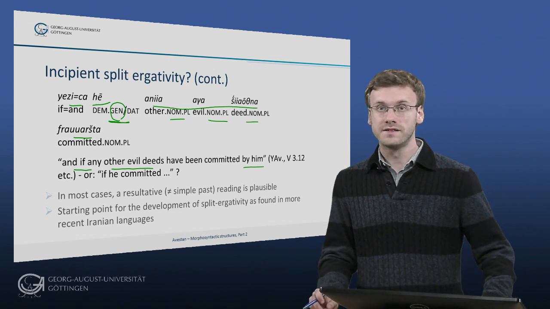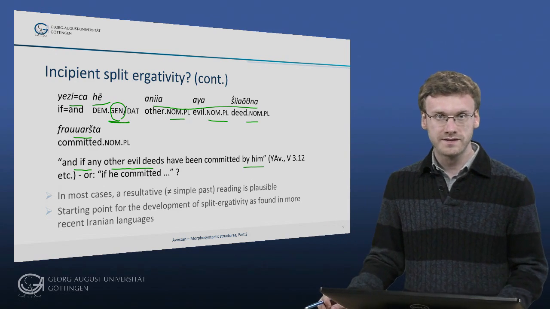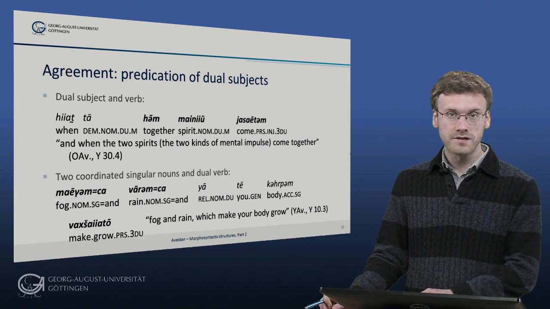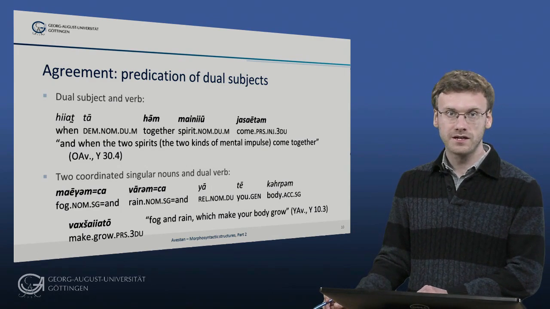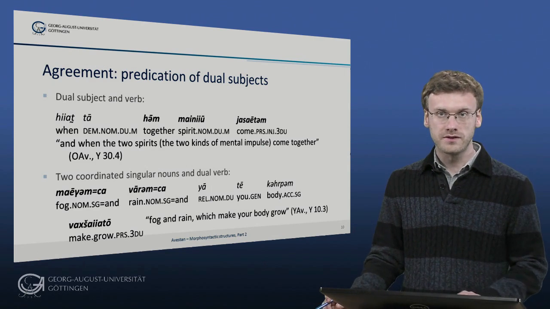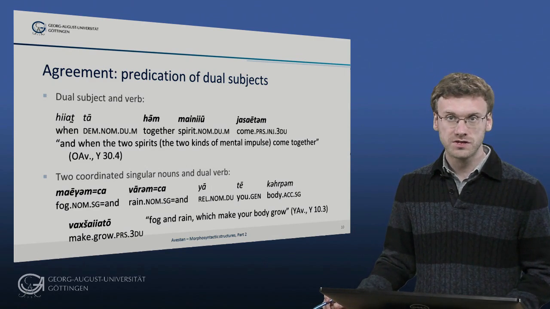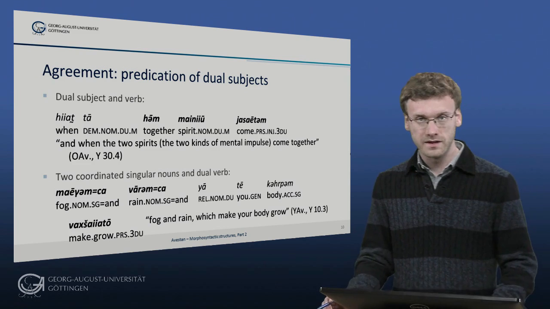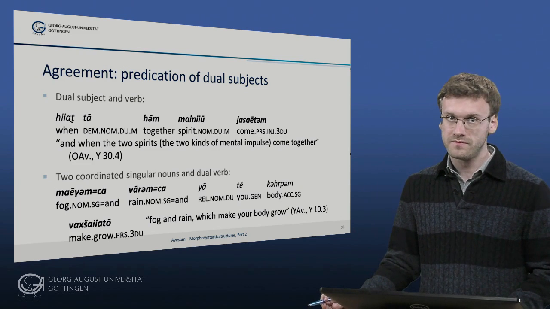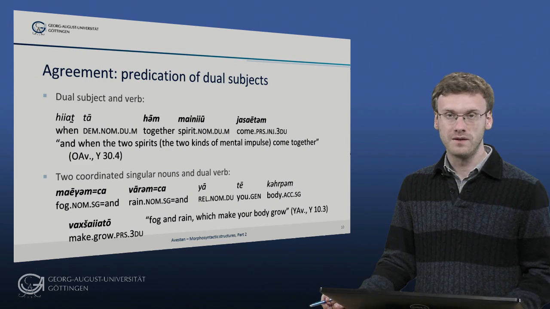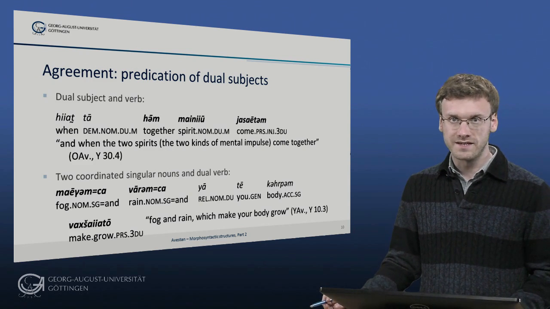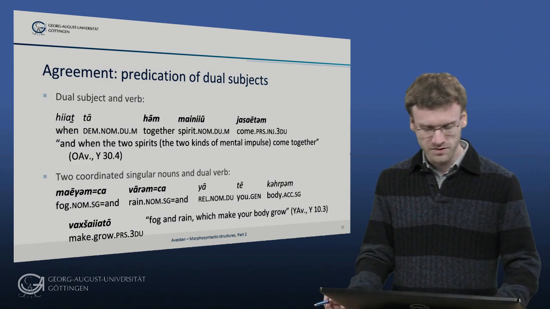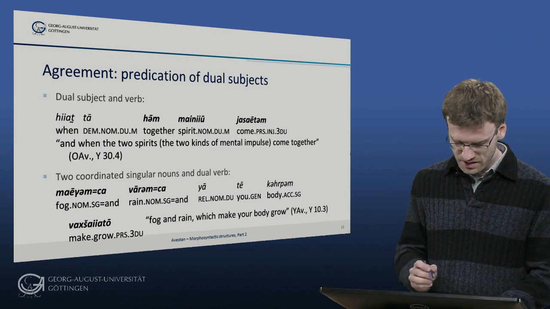Next, we shall discuss some issues regarding the way subjects agree with verbs in Avestan. In general, verbs and their subjects agree in number and person. This also applies to dual subjects, which usually do agree with dual verbs, both in Old Avestan and Younger Avestan. Thus, in a verse from the Gathas, we find the nominative dual of mainyu, spirit or mental impulse, agreeing with jasaitəm, the third-person dual present injunctive form of the verb gam, to come together.